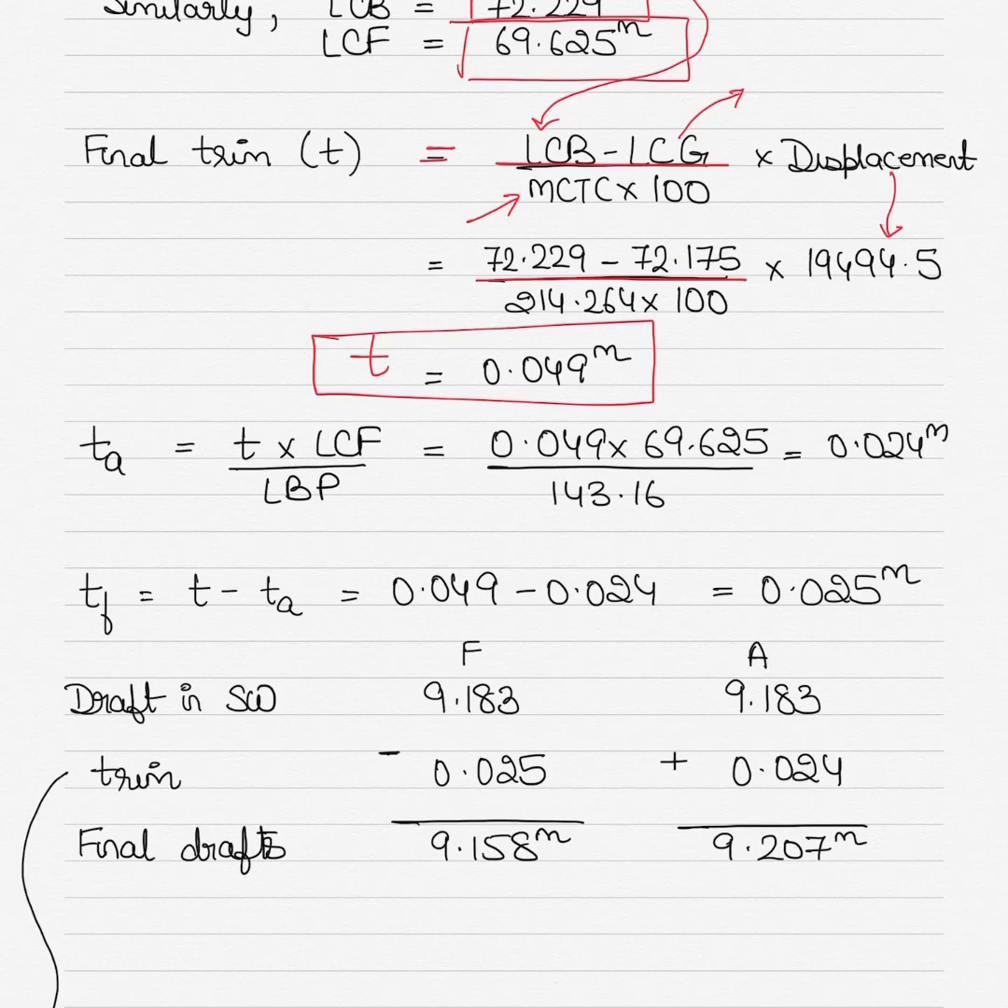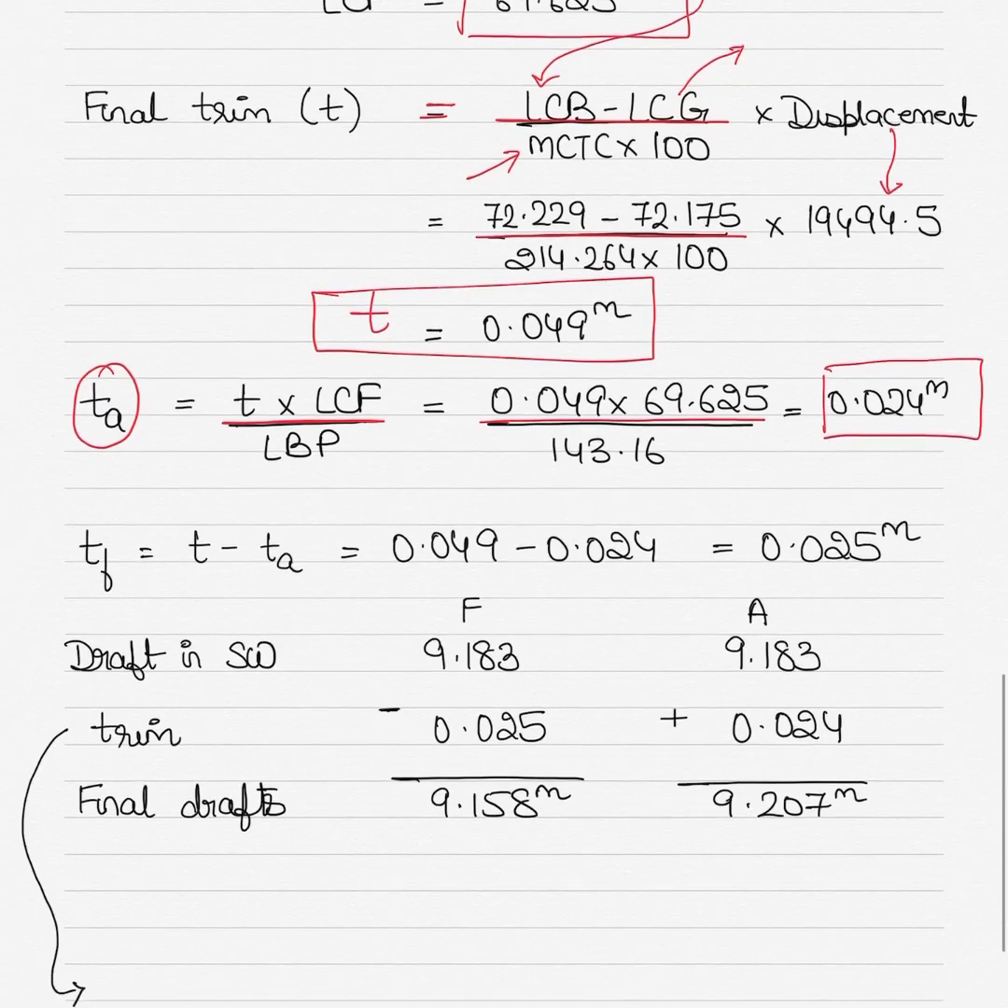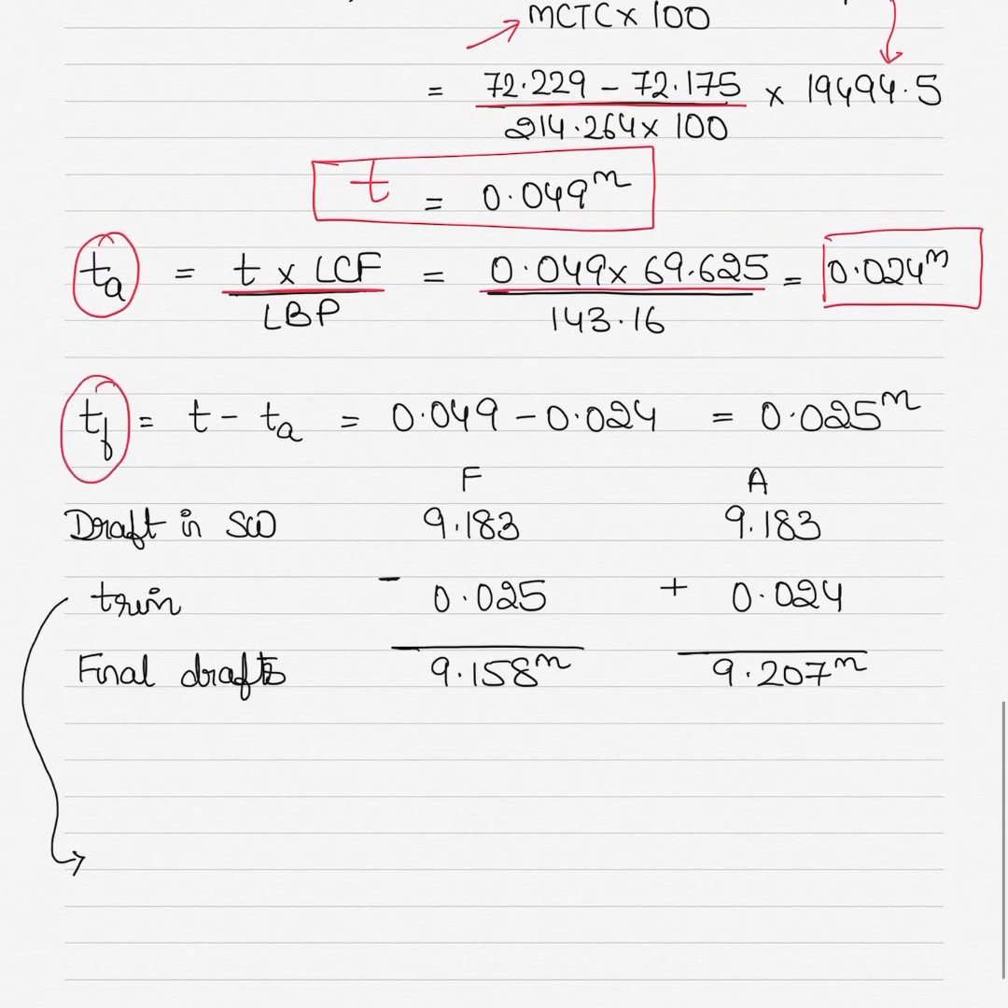Now the other formula you have to know is trim aft, which is TA. Trim aft equals final trim or total trim multiplied by LCF divided by LBP, which is length between perpendiculars, the value that I showed you earlier. So you know the value of LCF, you found it out before. Put the values in the formula and find out the change in the aft trim. Then forward trim will be equal to total trim, which is T, minus aft trim. So 0.049, which was the total trim, minus aft trim change, is equal to forward trim, the change in the forward trim.